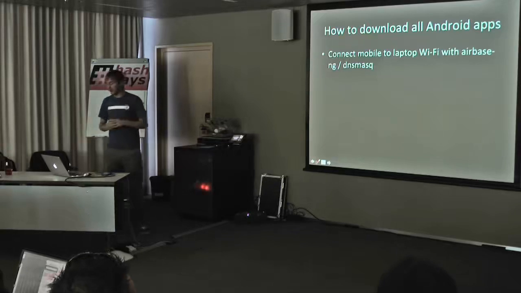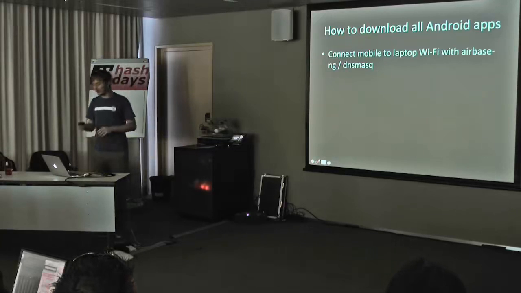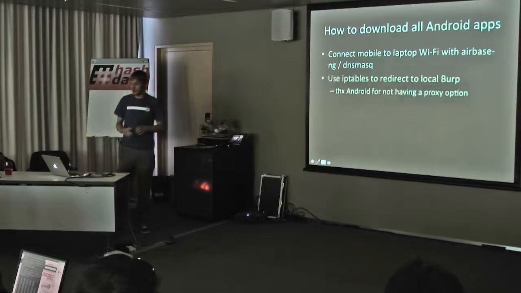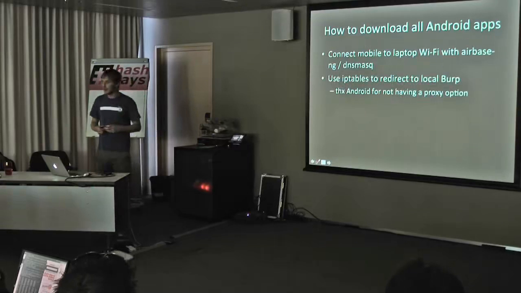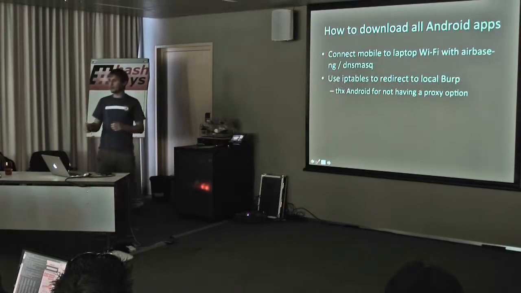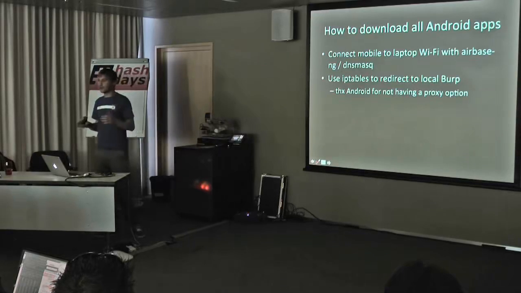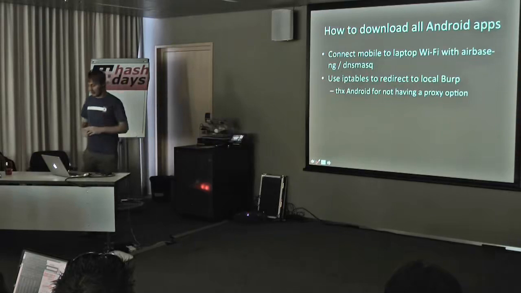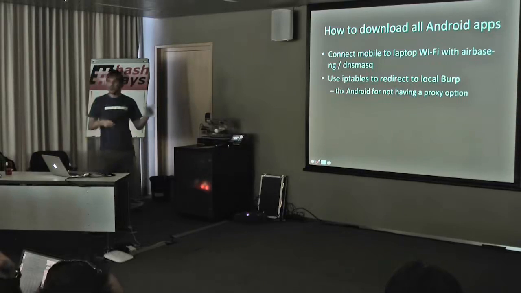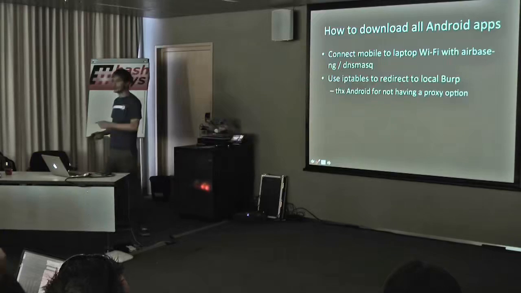my mobile. So I connected my mobile phone to the laptop over Wi-Fi. I made a new Wi-Fi access point on my laptop. I used iptables to redirect the traffic on port 80 to a local Burp instance. Burp is just an HTTP proxy. Nothing too fancy, just an HTTP proxy. And I had to use iptables because I could not specify a proxy in Android, because Android has no proxy options.